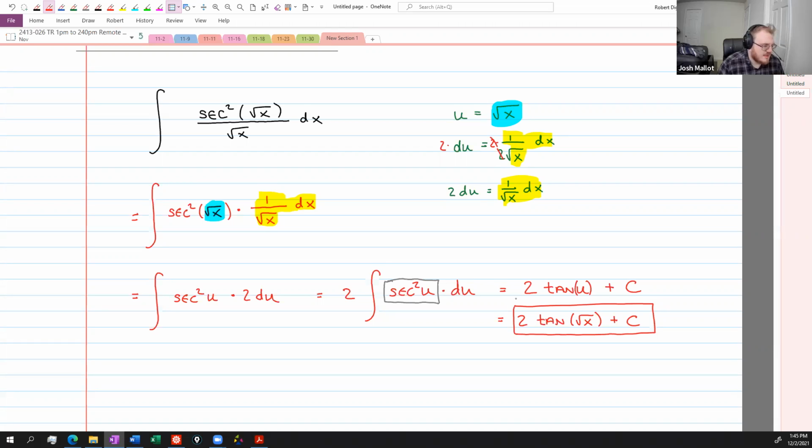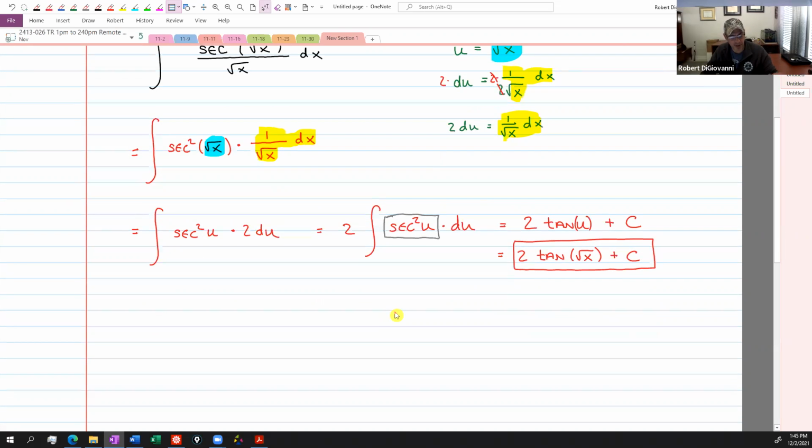Now, would we write that as 2c or just 1c? Good question. Yeah, the 2 here, right? So I guess what Josh is asking is that if we just look at this part here, that should have given us tangent of u plus c, right? But then we had a 2 in front of everything. So Josh is asking, we put the 2 here and the 2 in front of the C.